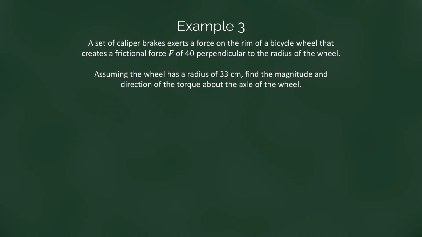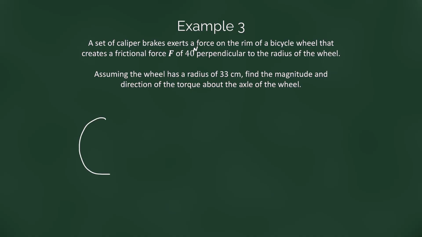All right, let's try another one in which I fear, again, we will despair over my inability to draw anything realistic looking. But here we have a set of caliper brakes exerting a force on the rim of a bicycle wheel. And it creates a frictional force of 40 newtons, that should say newtons in there, perpendicular to the radius of the wheel. Our wheel has a radius of 33 centimeters, and we want to find the magnitude and direction of the torque.